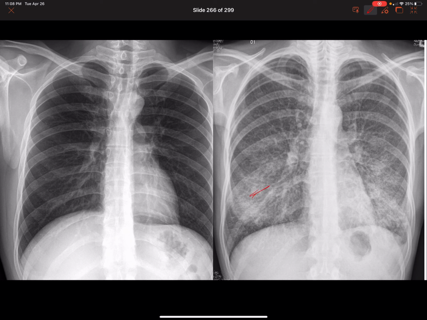Here we see this nice honeycombing pattern, these reticular opacities. This could be atypical pneumonia, also known as interstitial pneumonia. Could be pulmonary fibrosis. I don't really know. I find it very difficult to tell. I think if you can get it narrowed down to those two, you're probably in good footing.